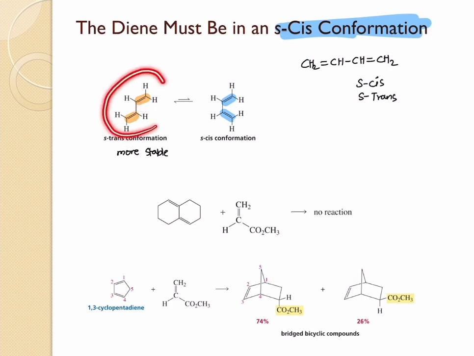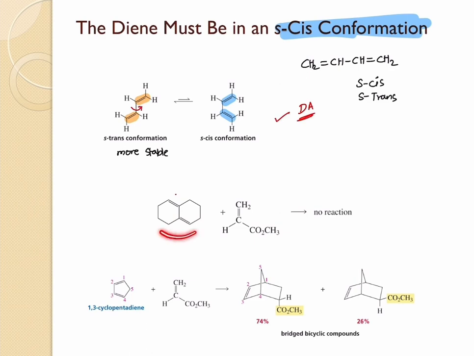Compounds such as 1,3-butadiene can rapidly interconvert between the s-trans conformation and the s-cis conformation, where they can rotate about this single bond, because the energy difference between the s-trans conformation and the s-cis conformation is very small. Because of this interconversion and its ability to exist in the s-cis conformation, 1,3-butadiene can undergo Diels-Alder reaction.